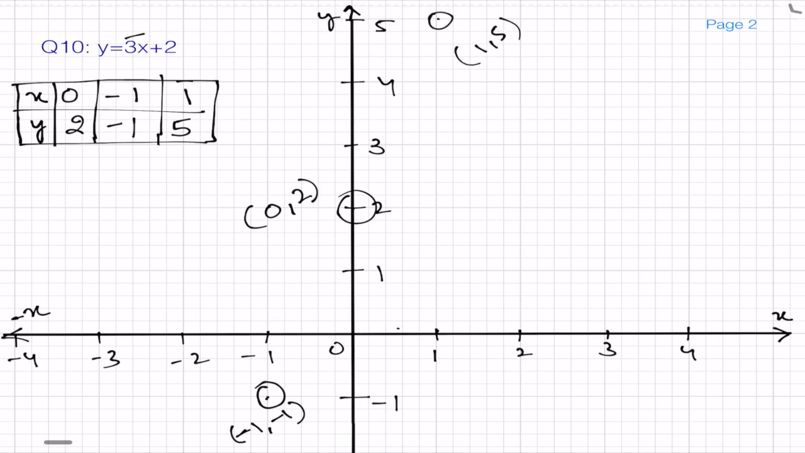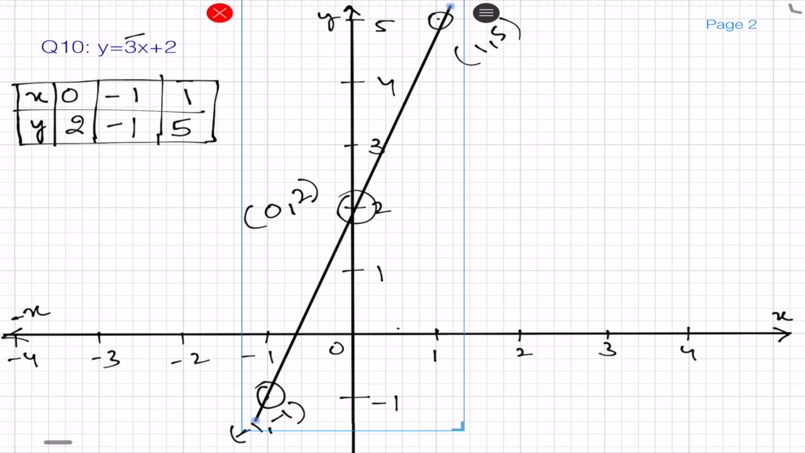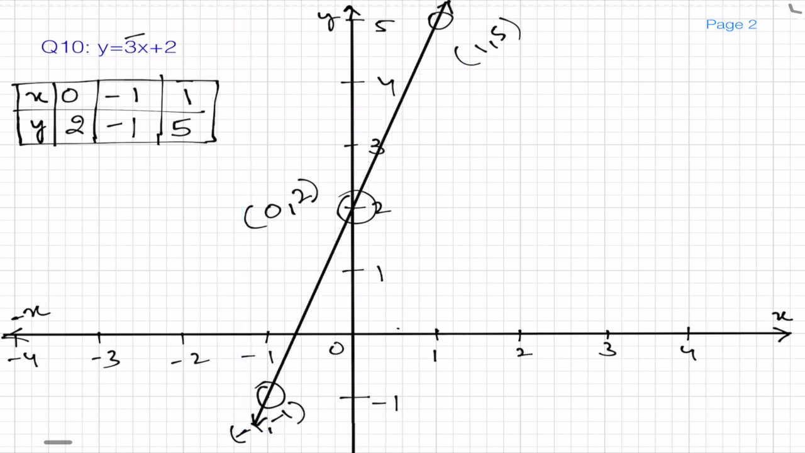So now with the help of a scale, we'll join all the 3 points, and this is the graph of this equation. Put arrows at the end of the line and write down here y is equal to 3x plus 2. So in this way you can make the graph of any equation.